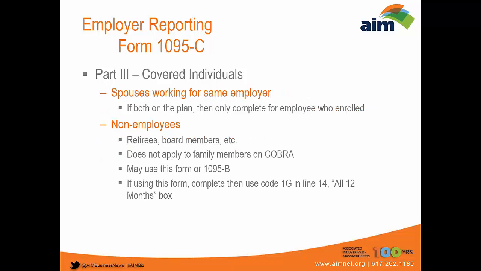And the final thing about Part 3 that I want to mention is that if you have 2 spouses both working for you and they're both on the plan, you only have to complete, if it's a self-insured plan again, you don't have to worry about this if you're fully insured, but if you're self-insured and both employees are on the plan, just fill out one form for the one who's getting the deduction out of their paycheck for the plan, and the other spouse will be listed as a dependent. You don't have to fill out 2 forms.